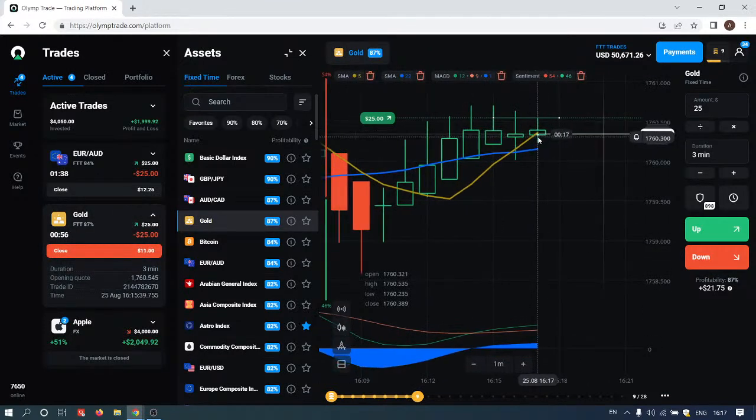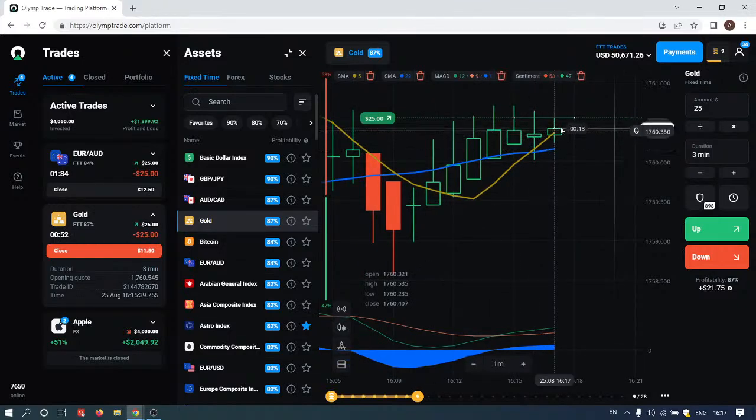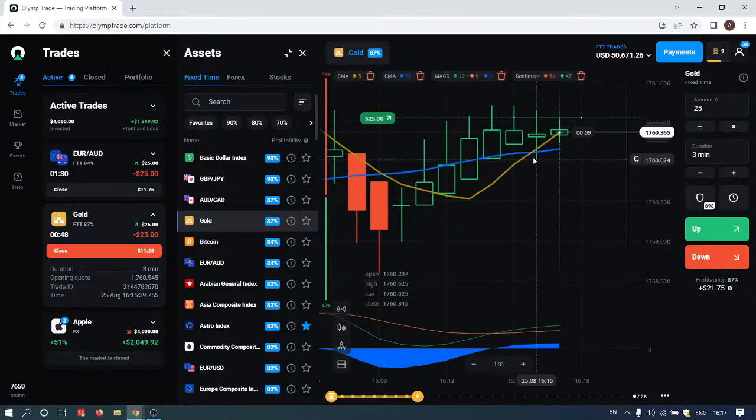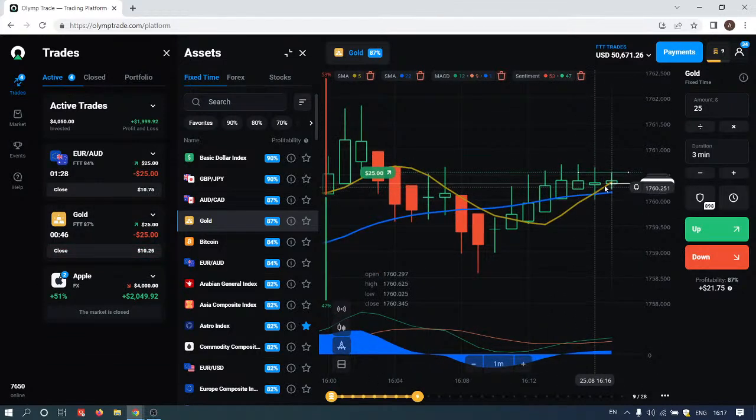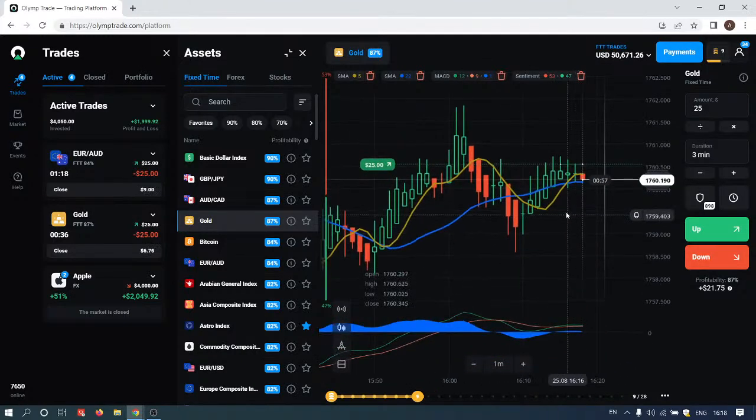Okay, so I kind of want to cancel this trade, but at the same time I can see that the momentum is there, so we should close this trade with a profit. So the momentum is there, and I'm just a few pips away from winning on this trade.